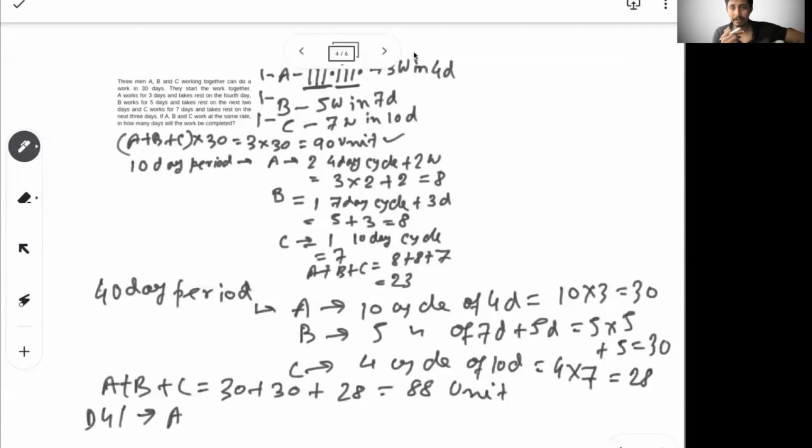For C, again, C works at a 10-day cycle. On the 40th day, one 10-day cycle is over for C, from 30 to 40. So that cycle is over, and on the 41st day, C will again work. So on day 41, A plus C will work, and 1 plus 1, 2 units will get done. So that means 41 days will be needed to finish the 90 units of work.